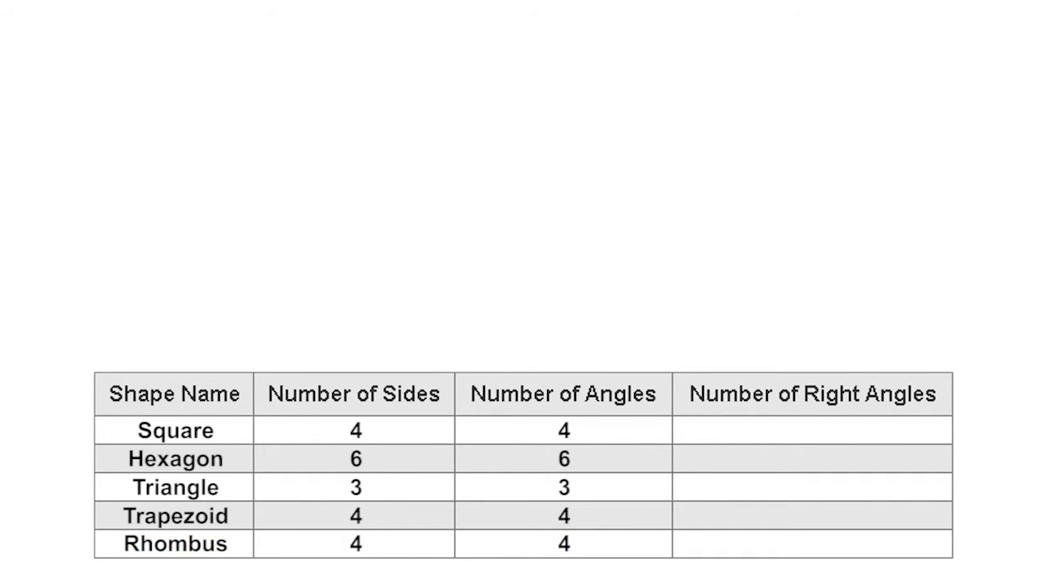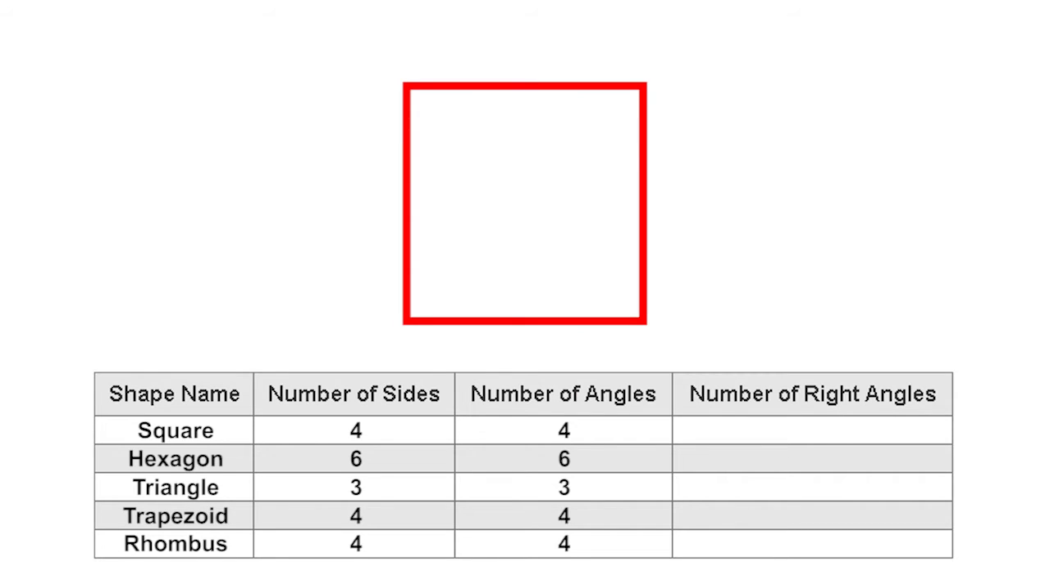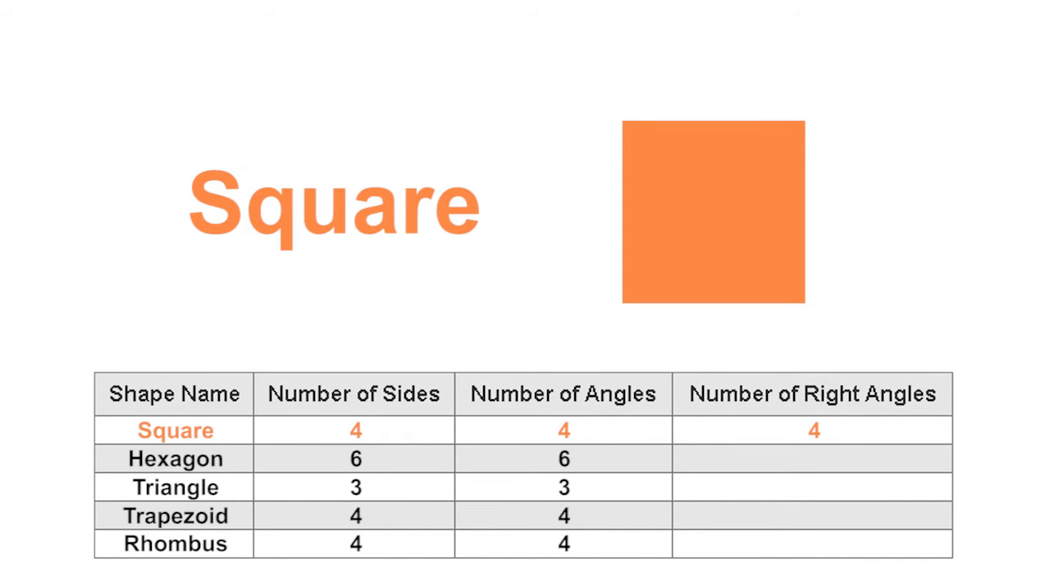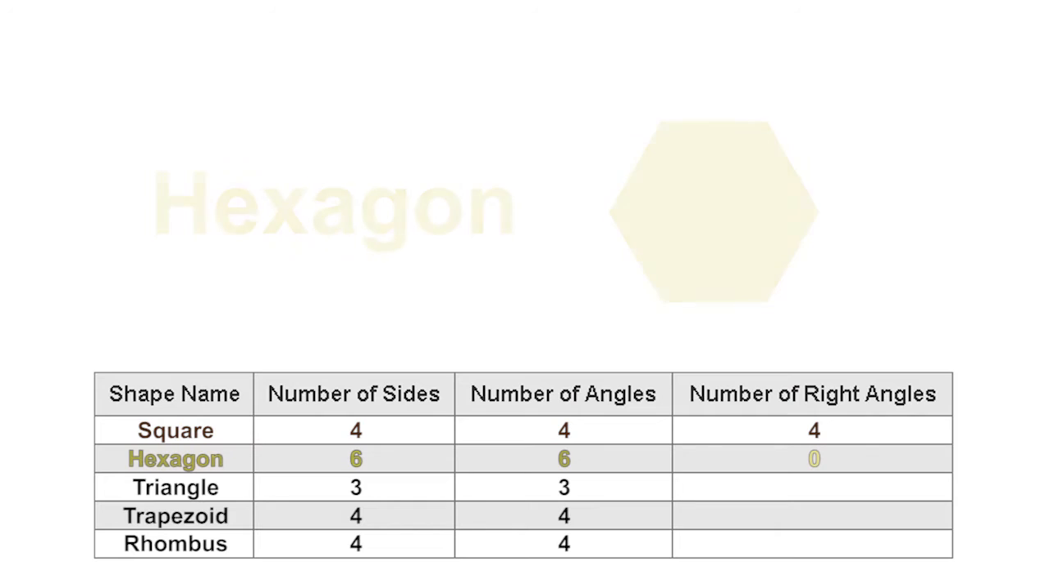Now we will identify how many right angles each shape has. The correct notation to identify when an angle is a right angle is to complete a small square in each right angle like this. The orange square has 1, 2, 3, 4 right angles. On this hexagon, all of the angles are the same. Since one angle is not a right angle, none of the angles are right angles. The yellow hexagon has 0 right angles.